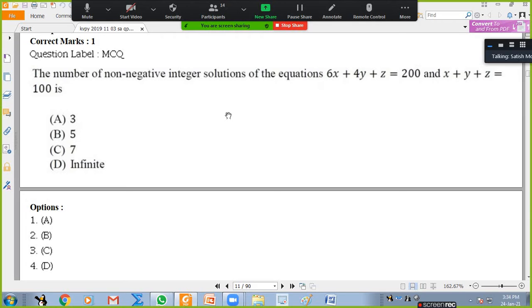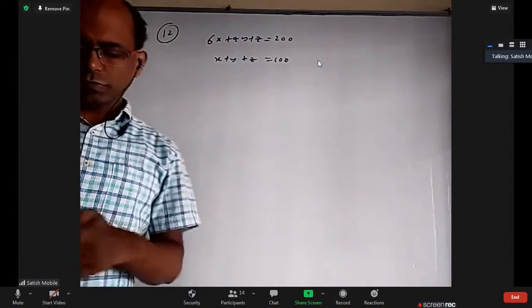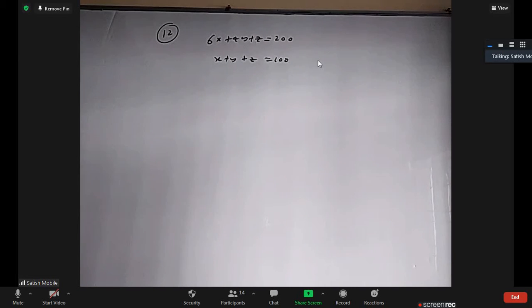Okay, 12th question. The number of non-negative integer solutions, that is 0 or positive. They gave only two equations but three unknowns: 6x plus 4y plus z is equal to 200, and x plus y plus z is equal to 100. If they don't tell you they are integers, then we have infinite solutions, because we have only two equations but three unknowns.